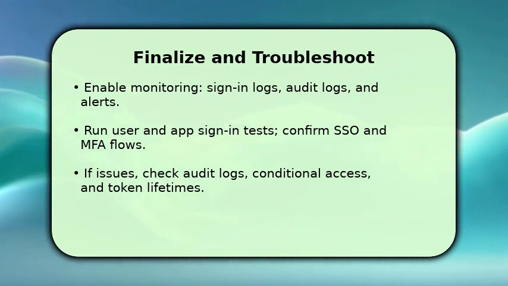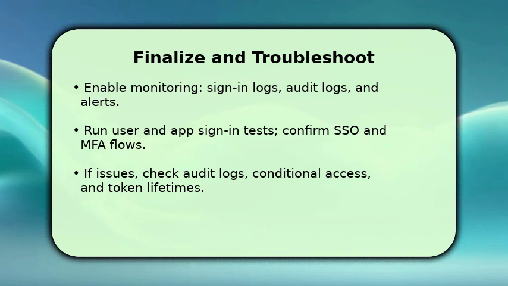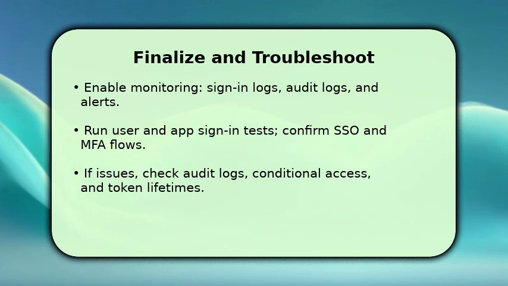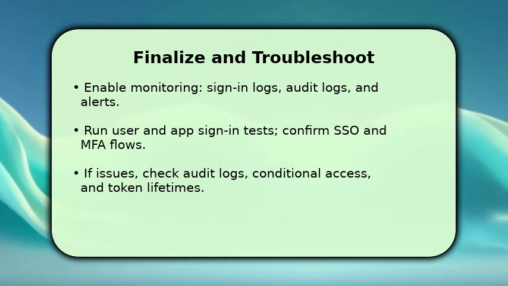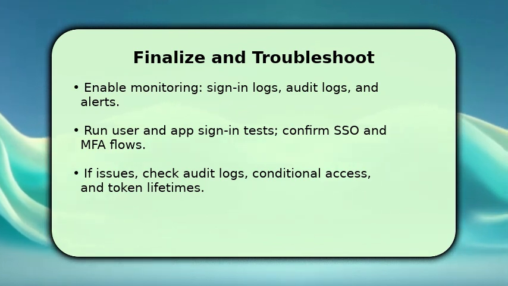If something goes wrong, inspect audit logs, check conditional access policies for blocking conditions, and verify token lifetimes and app secret expiration. These are common culprits. Make adjustments, retest, and then roll changes out to production.